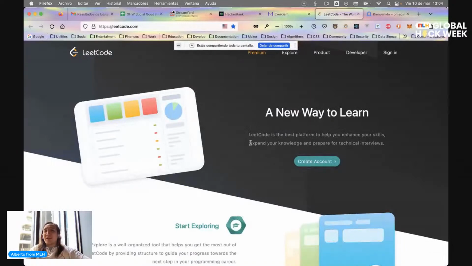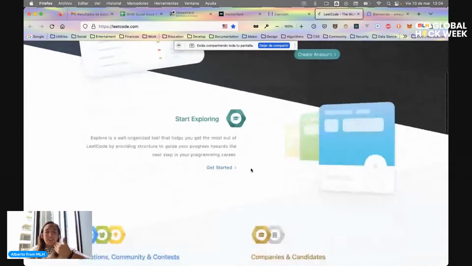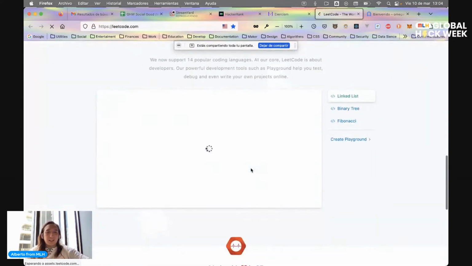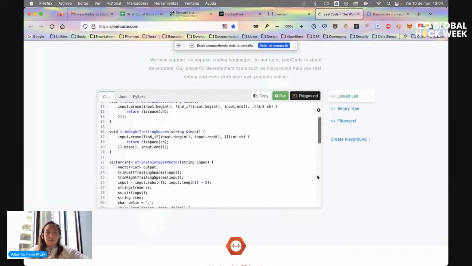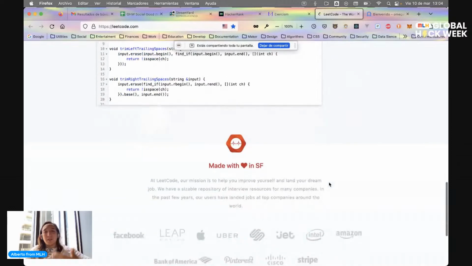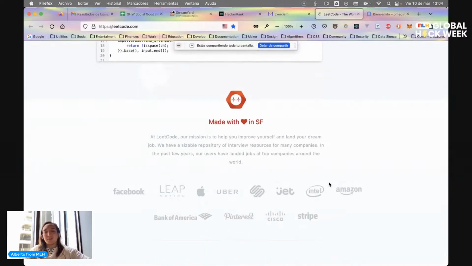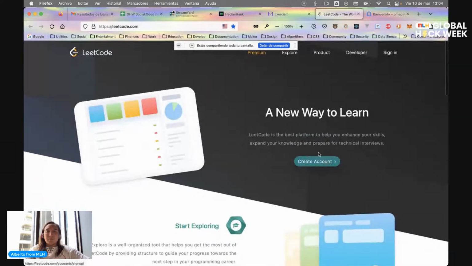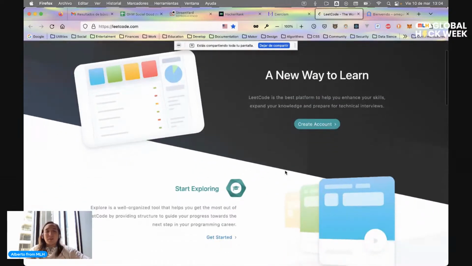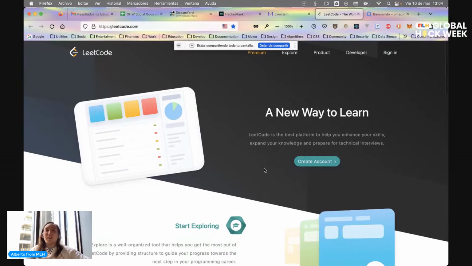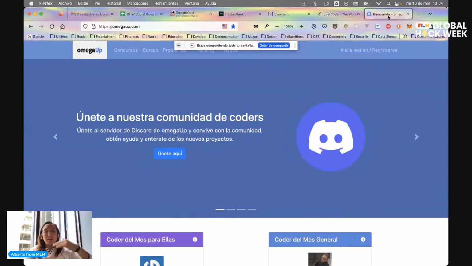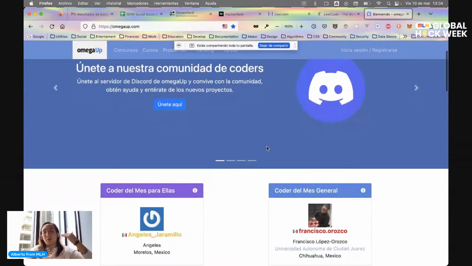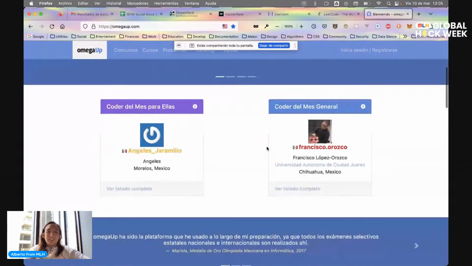My next recommendation is LeetCode. LeetCode is really cool, actually. They also have a playground if you want to write code on the web. You can execute code. You can resolve technical interviews here also. Another one is Omega Up. Omega Up is really cool.